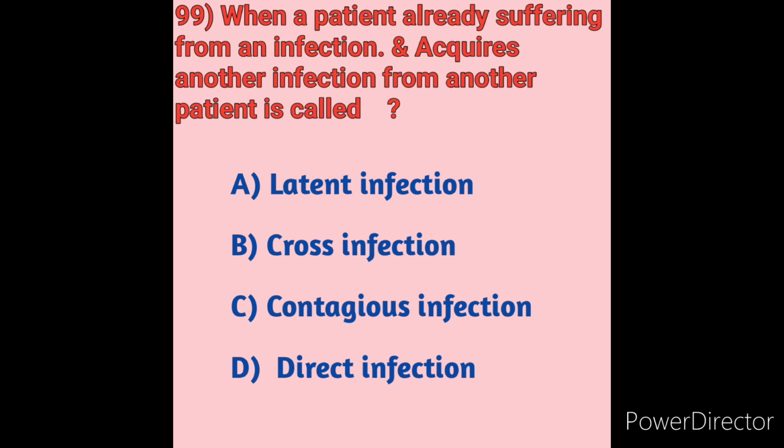Cross infection occurs when hazardous germs such as bacteria and viruses are transferred from one person to another. Infection can spread between people, between pieces of equipment, or within the body. So here the patient already suffering from an infection who acquires another infection from another patient is called cross infection. Option B is the correct answer here. Next we will move on to question number 100.